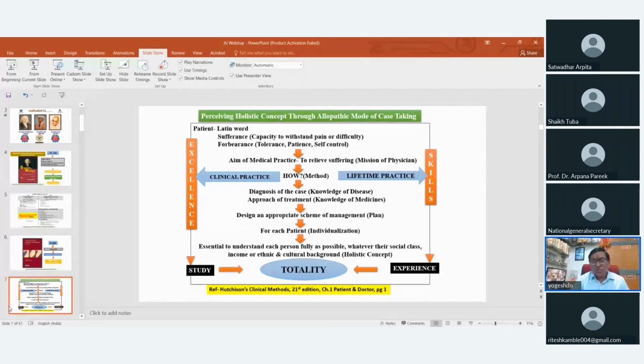So this talks about the totality that is given in Hutchison, that how it is integrated concept, how we are looking at these things. It talks about the integration of various concepts that are given in the modern medicine along with the comparison with the homeopathic medicine.